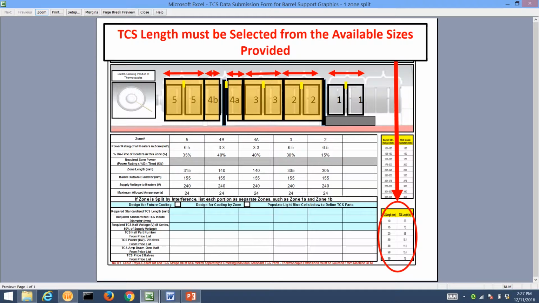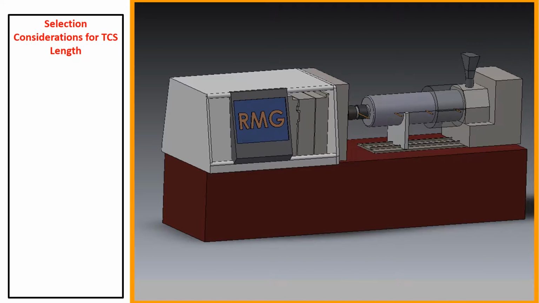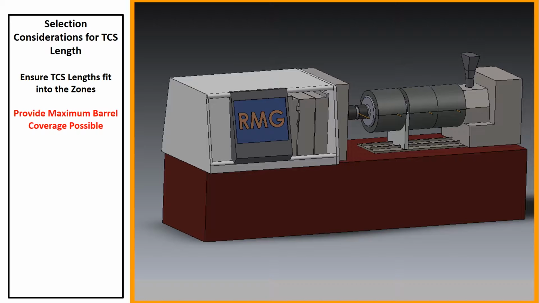Next, the TCS length must be selected from the available sizes provided. When selecting the length, there are a number of things to be considered. First, ensure TCS actually fits into the zones and it's not too big. This is fairly intuitive, but much of the design process is really about physical fit of the parts. Then, try to provide the maximum barrel coverage possible. That is to say, select the longest lengths that still fit in place.